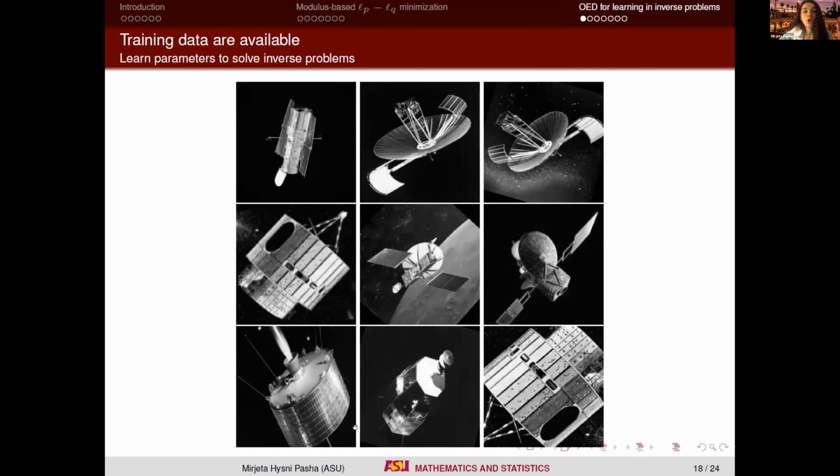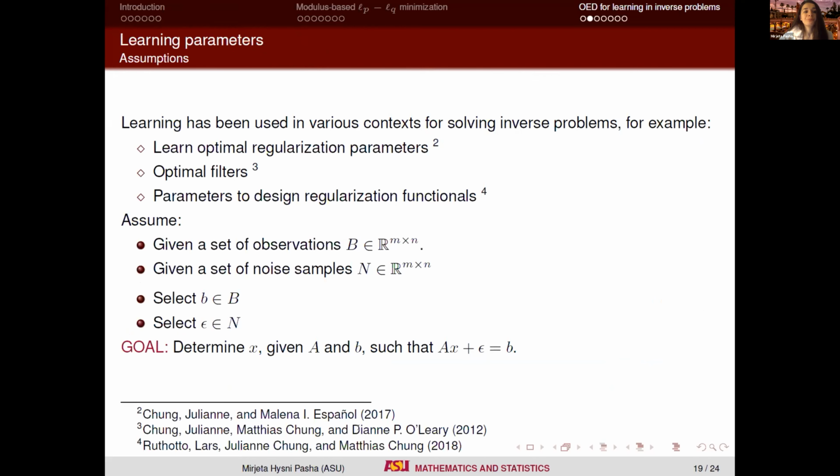Now let's go back to the goal. So this was the background, the type of methods that we use to solve this type of problems. When we have training data available, then we want to learn the parameters to solve this type of inverse problems. Learning has been used in different approaches, for example, to learn regularization parameters, to learn optimal filters, to learn parameters. I've cited some references here, but there are many others out there.